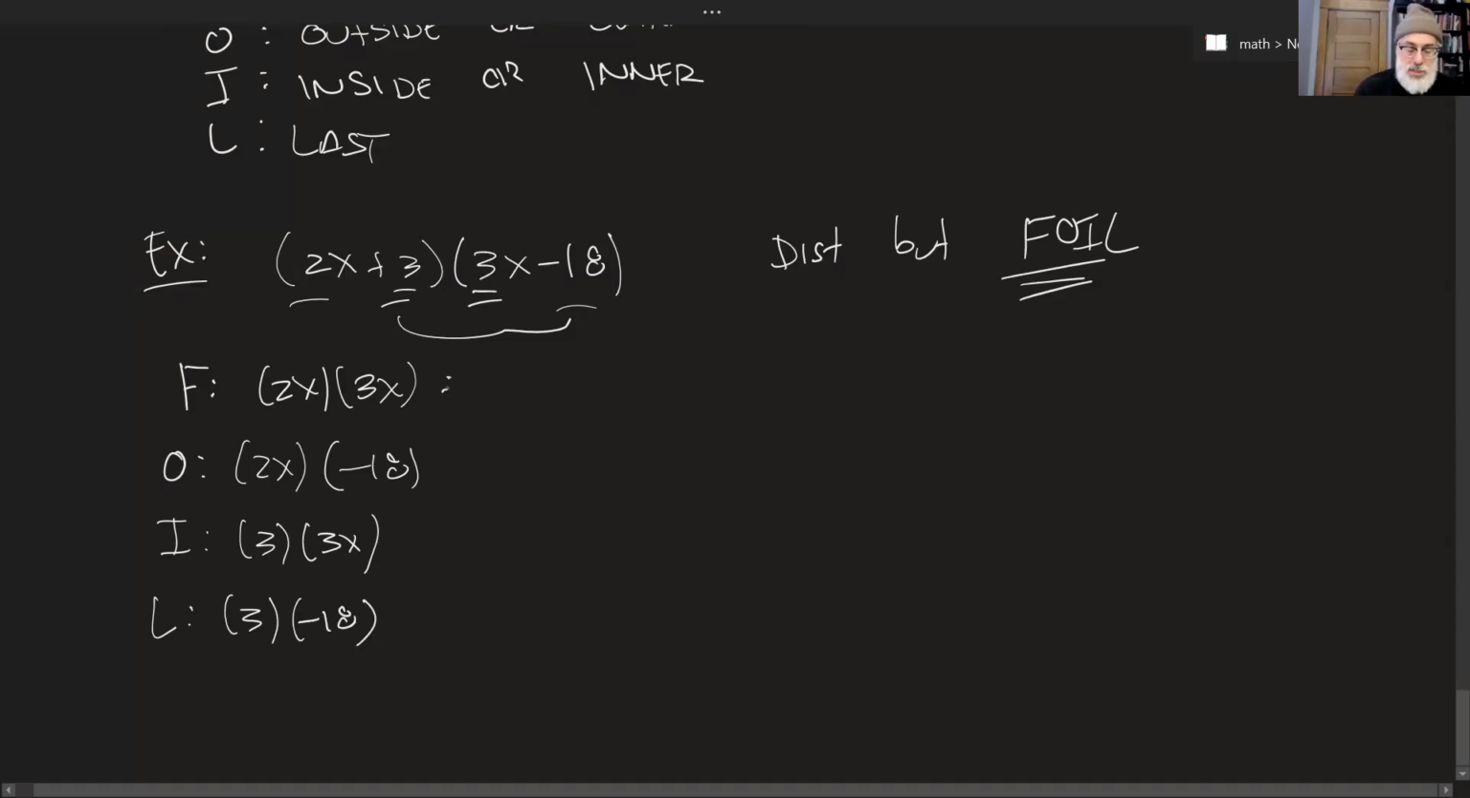So let's do this operation. 2x times 3x is 6x squared. 2x times negative 18 is negative 36x.